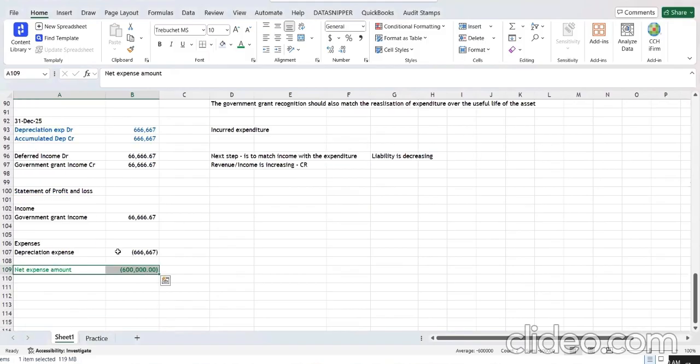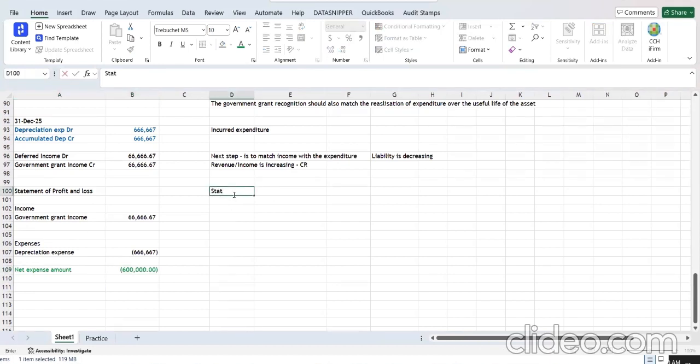Whatever my net expense in the financial statements, in P&L, the net effect of both the options will remain the same. So you can follow any one of the options, whichever you think is easier, or if sometimes the question mentions you to follow a certain option, then go ahead with that, right?